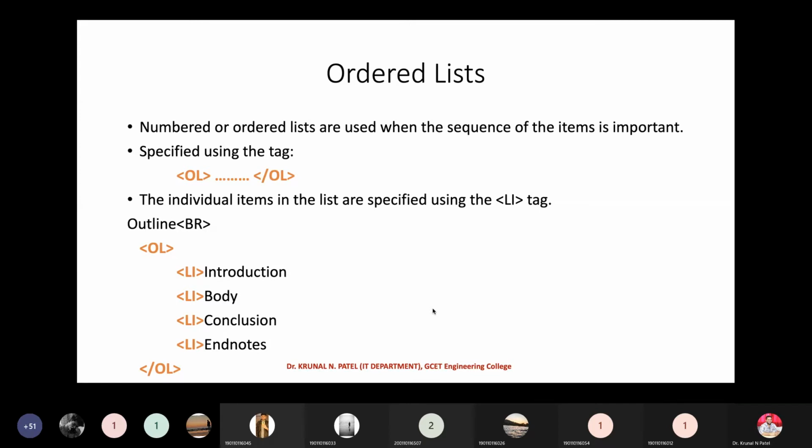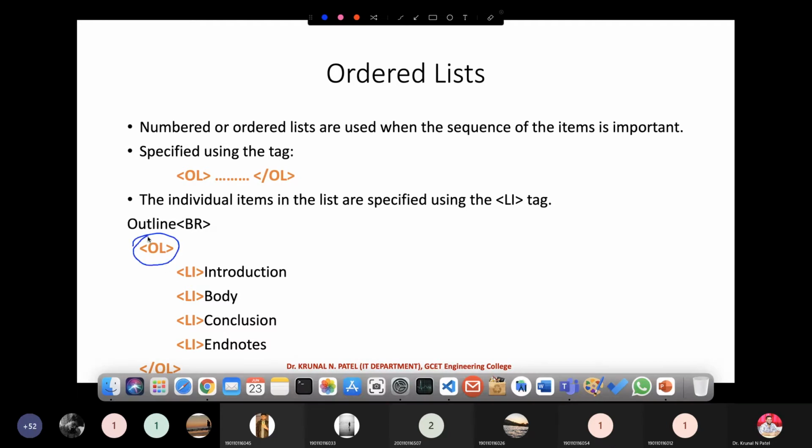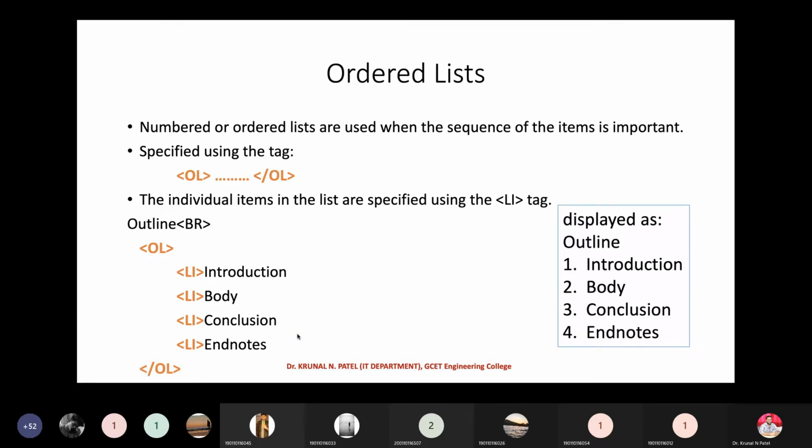Okay, so here you can observe that we have used the OL tag. Here the OL tag is your root tag for the particular ordered list. And whatever list items you want to define, that is within li, right? So if you observe the output of this, it will be displayed like this. By default, the numbering used is 1, 2, 3, and 4. We can change this, and in the example we will see that. Okay, so this is the ordered list.